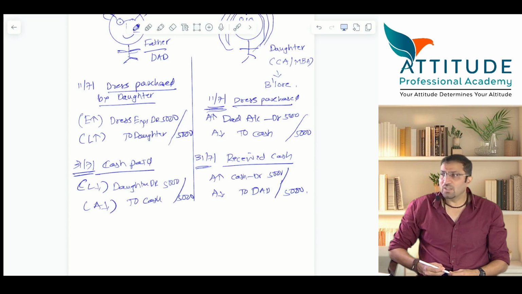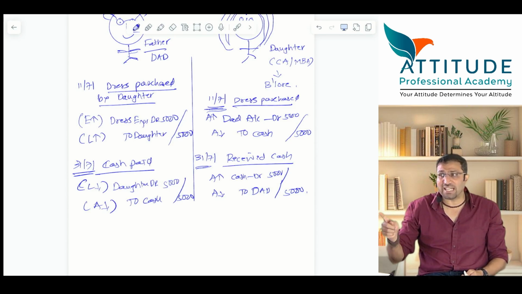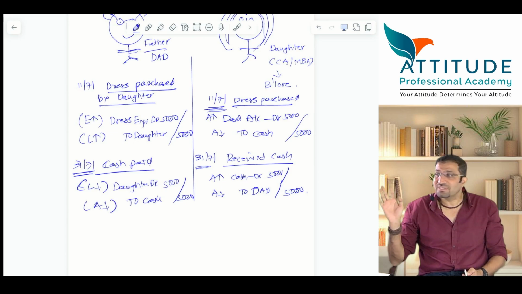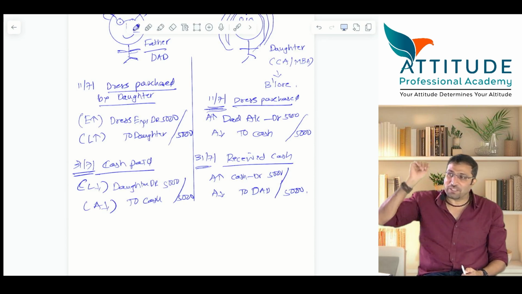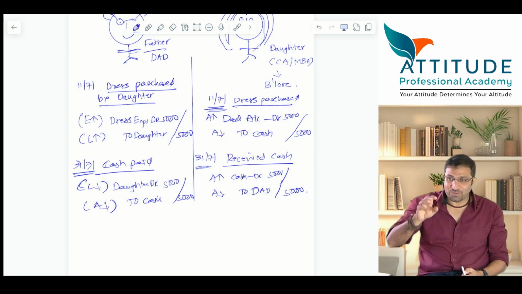No. See, when she paid the money, she got the dress. But before that only, father has told it is my expense. No. You cannot, see, daughter will never treat it as an expense in her books. There could be one more situation. Daughter already purchased the goods, purchased the dress. She has not spoken with her father. Now look at the different entry. This is one more case.